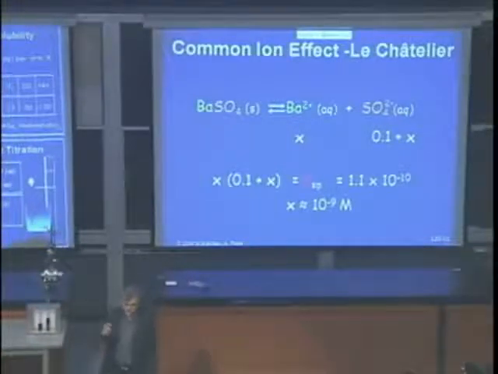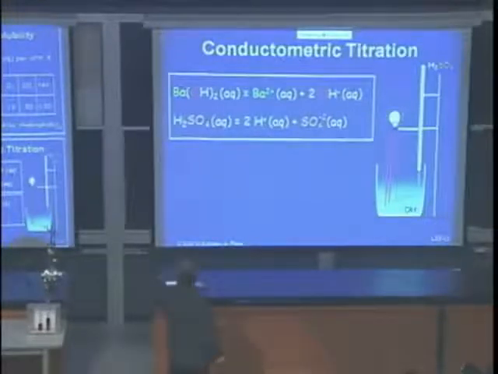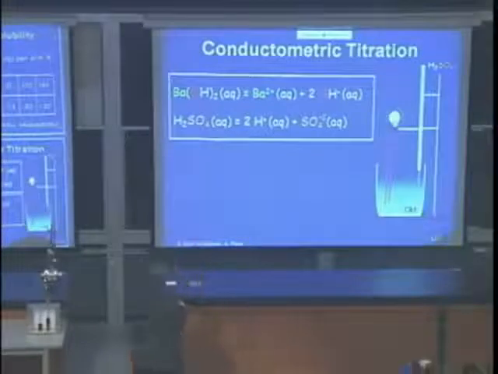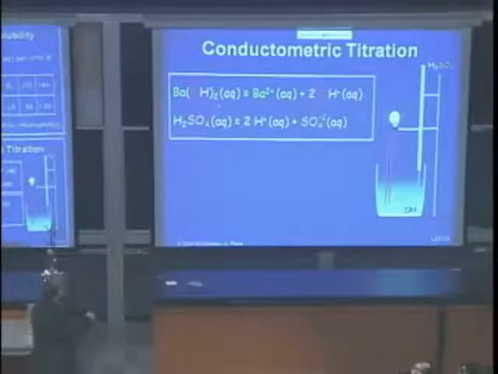Good. So let's play a little bit more with heterogeneous equilibria. We have barium hydroxide. It's also a good electrolyte. It totally dissociates into barium 2+ and 2 OH- ions. And sulfuric acid, I already told you, that is a very, very good acid. It dissociates into 2H+ and SO4 2-.